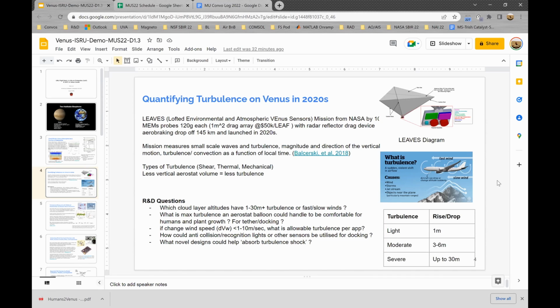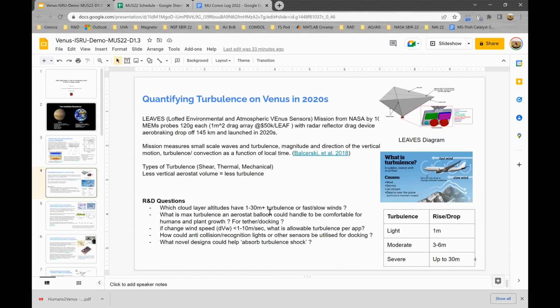And so let me start off, what is turbulence? Well, turbulence happens when there's a fast and slow wind speed stacked close together, and this creates a vortex that creates pockets of air and rises or drops systems, and that turbulence can range from light to severe, from 1 to 30 meters. It's really like, how comfortable are we with a butterfly effect, and really, how many butterflies are we going to be feeling?